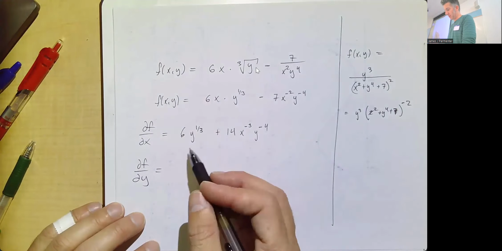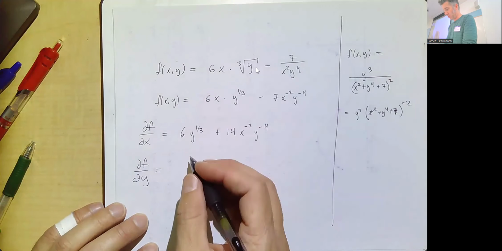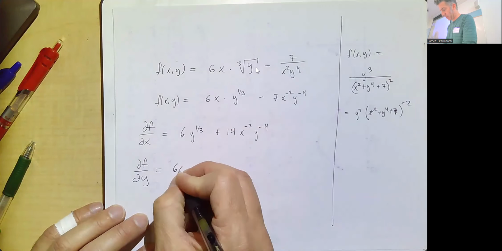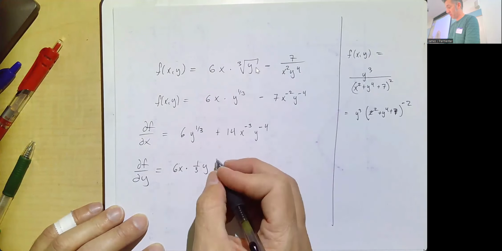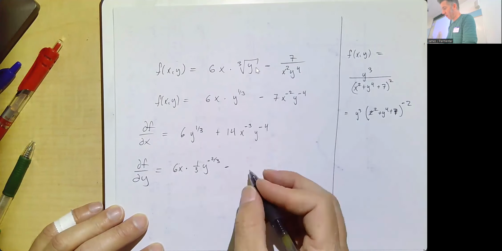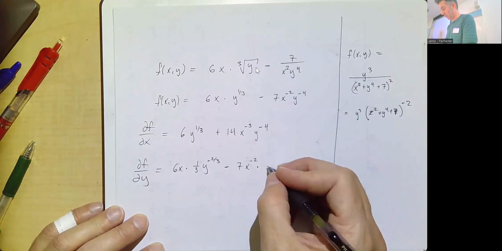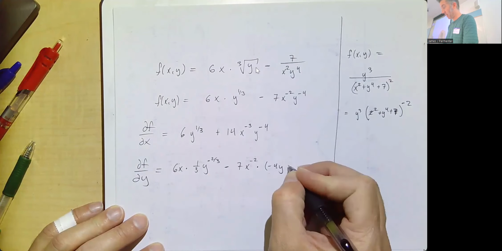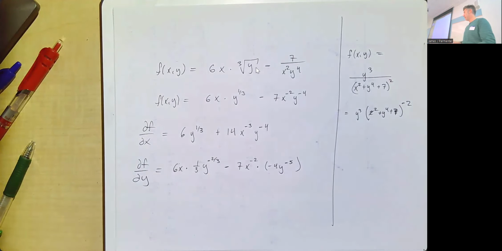All right, del f del y is going to be a little bit less nice. But again, we're just looking at the original function and differentiating with respect to y. I'm not going to do the multiplication. I'm just going to have 6x times the derivative of y to the 1/3, which is 1/3 y to the 1/3 minus 1, negative 2/3. Over here, I'm going to write it out the long way. I've got negative 7x to the negative 2 times the derivative of y to the negative 4th, which is negative 4y to the negative what? Yeah. Be careful there. It is easy to go the wrong way and think, oh, 4 minus 1 is 3. But negative 4 minus 1 is not negative 3, it's negative 5, as you all correctly said.